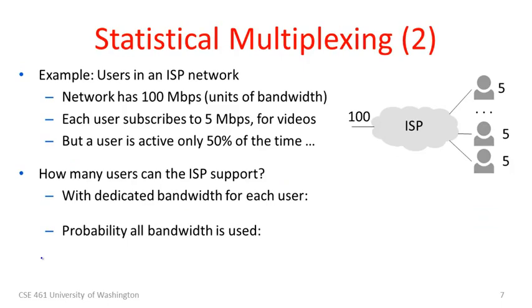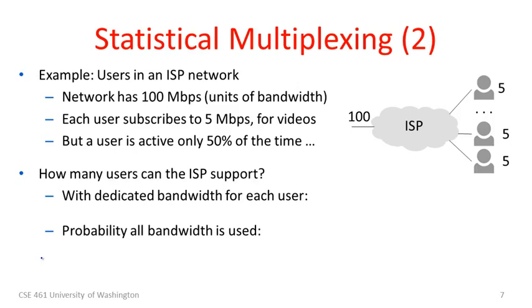Well, let's work through an example. You can see a figure on the right here shows our setup. We have an ISP which has 100 megabits per second of bandwidth. We haven't talked about megabits per second yet, just think of that as 100 units of bandwidth that it can provide. The ISP is providing service to different users, shown here on the very right. And each user needs 5 megabits per second of bandwidth. They need this amount so they can watch videos or do something like that. But of course, users don't use the network all of the time. In our model, they're active only 50% of the time.